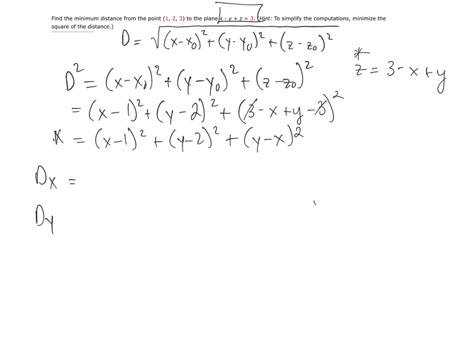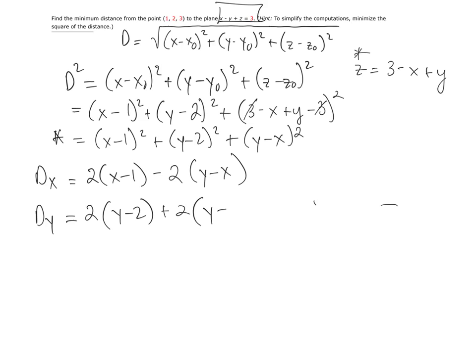So your partial with respect to x will be 2(x - 1) - 2(y - x). Don't forget the chain rule inside for the negative x. Okay, do the same thing for y: 2(y - 2) + 2(y - x). Okay, so now you can set your partial of x and partial of y equal to 0 to find any critical points.